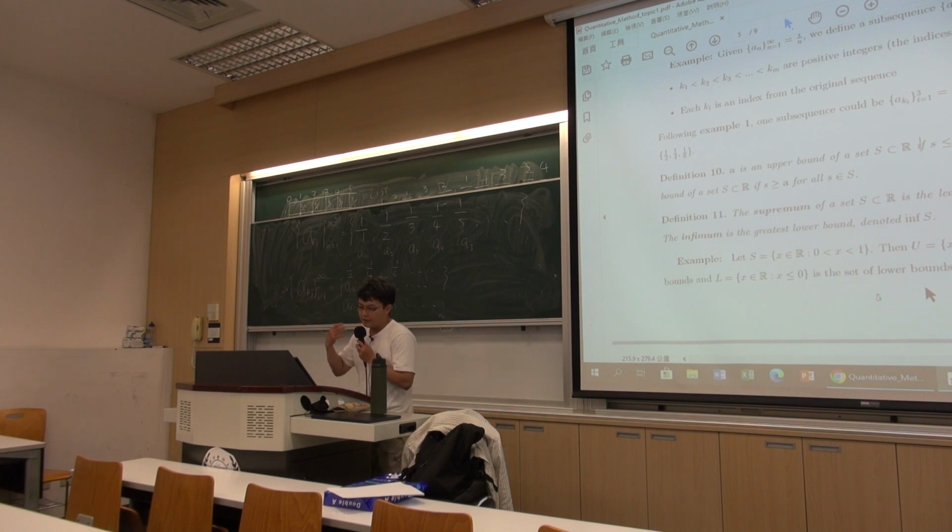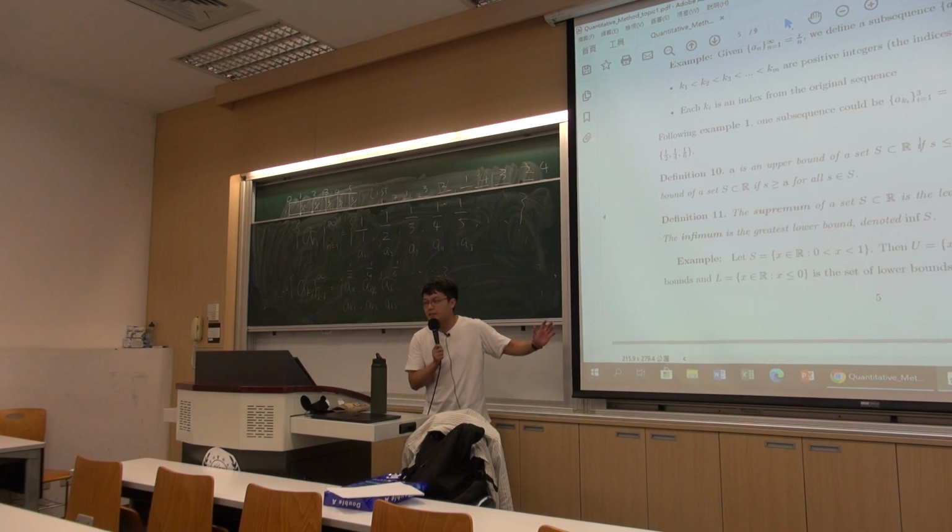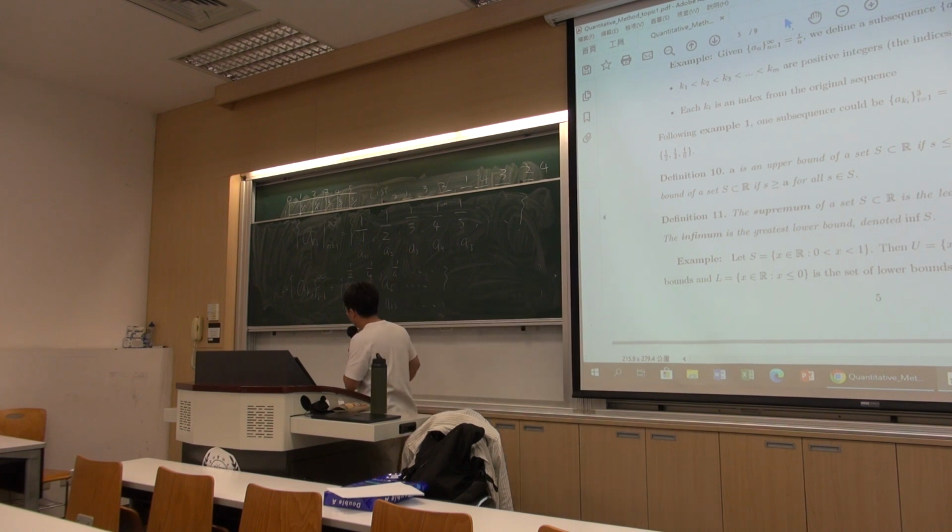Okay, now there are just some concepts I want to introduce here. They're called supremum and infimum. Hopefully I didn't pronounce it wrong. So what do these two concepts mean? The supremum of the set X is the least upper bound of it, which we denote as sup X. Okay, so let me draw a graph here.